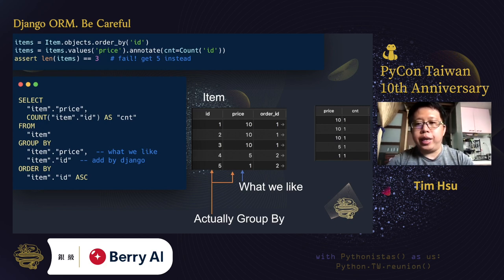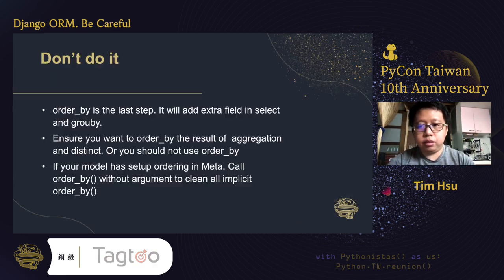We thought we grouped rows by price, but the underlying SQL didn't group rows by price. It did group by price and ID. Because there are 5 distinct IDs, the group result is 5 rows. Think of the logical flow of a SQL query. Order by is the last step. You can only use order by after distinct and group by.